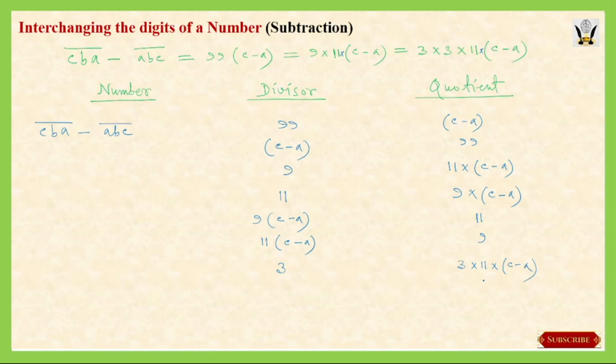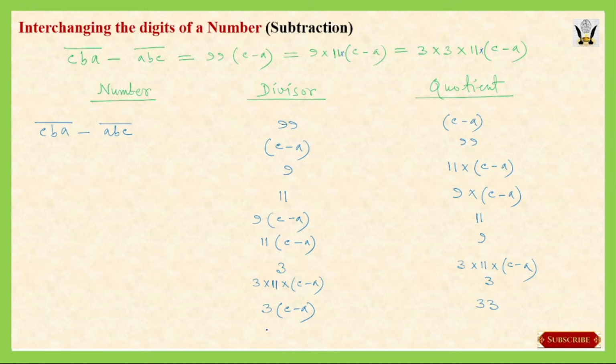Now suppose we want to divide by 3 multiplied by 11, then multiplied by c minus a, then the result of division will be 3, just the opposite of the previous one. Now suppose we divide by 3 multiplied by c minus a, then the result of division will be the remaining two factors, which are 3 and 11. So the result will be 3 multiplied by 11, so it is 33.